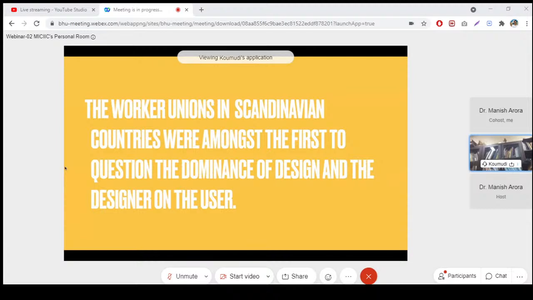The workers' unions in the Scandinavian countries were amongst the first to question the dominance of the design and the designer on the user. The social democratic parties won the elections in the 1970s, which strengthened the voice of the workers and their trade unions. The workers and their trade unions fought for establishing participatory methods to directly shape the development of information technology. They sat down with the engineers to design the products designed for them.